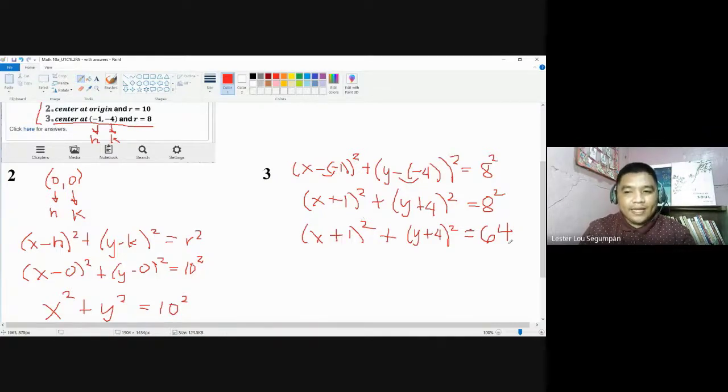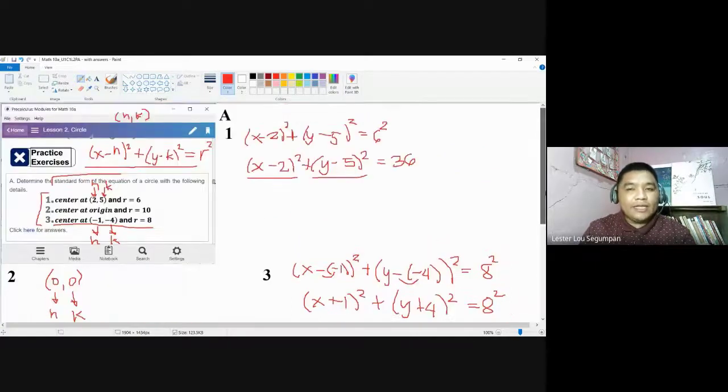Before I let you leave, please do not forget that the equation of a circle, specifically the standard form, uses the center and radius.